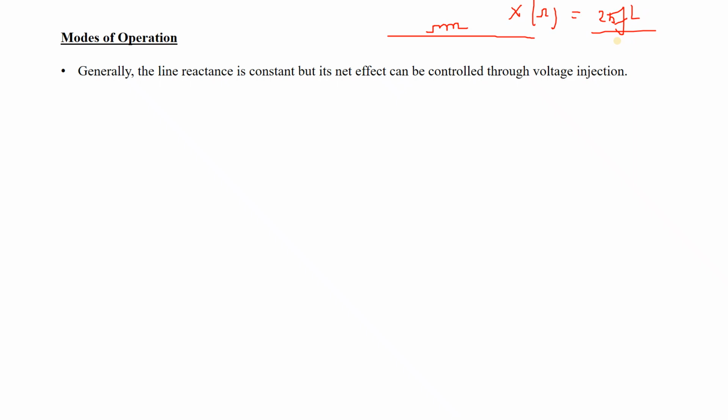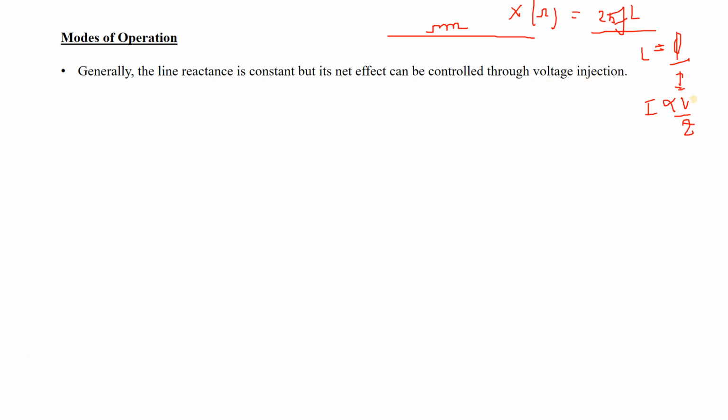Here L is the inductance of the line. Now what is inductance? Inductance is flux per current. And what is current? Voltage by impedance. So we can conclude that it can be controlled with the voltage injection.